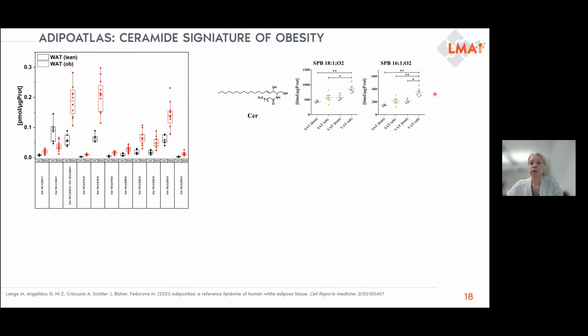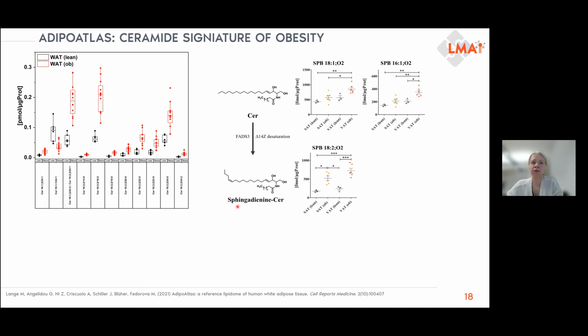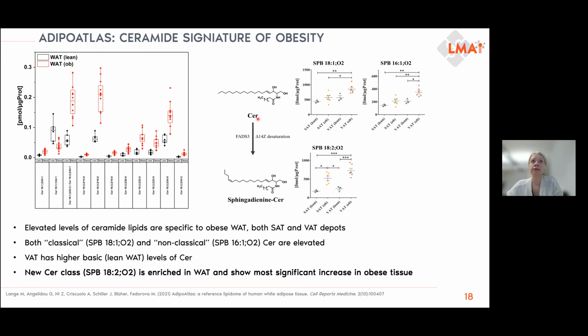But what was also interesting is that we could see a high enrichment in the human white adipose tissue of these so far relatively mysterious sphingodienine ceramides. These are the ones which are formed by the introduction of an additional double bond into the sphingoid-base structure. And actually, the enzyme which is responsible for this reaction was characterized only a few years ago. Those lipids were already detected before in human blood plasma, but here we could see that they are extremely enriched in the white adipose tissue as well.